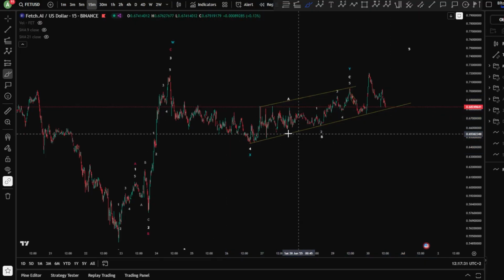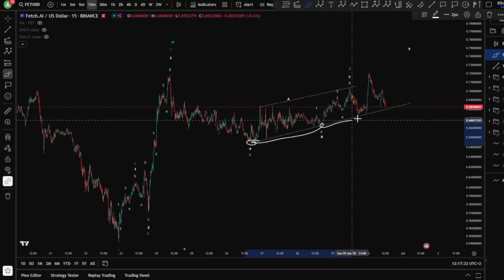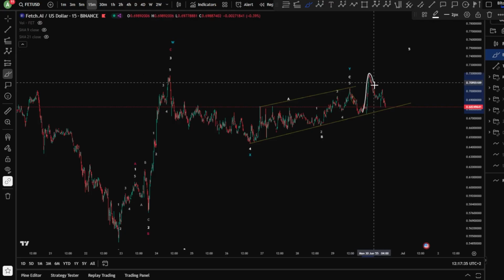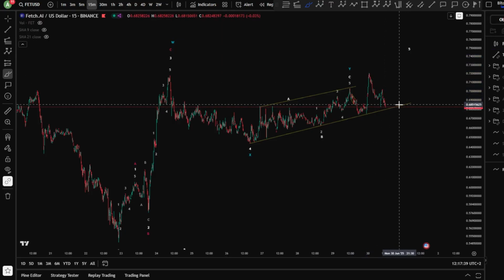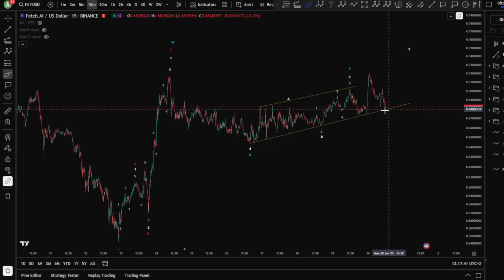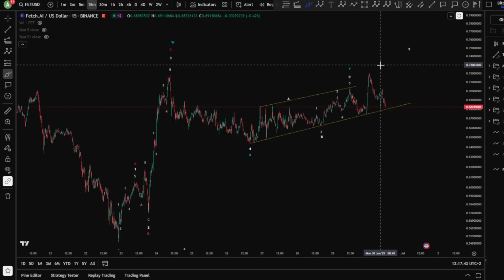if we don't break this trend taken from these lows, and we see the price action hits around it and moves towards the upside again, that means something bullish still might be unfolding toward the upside.